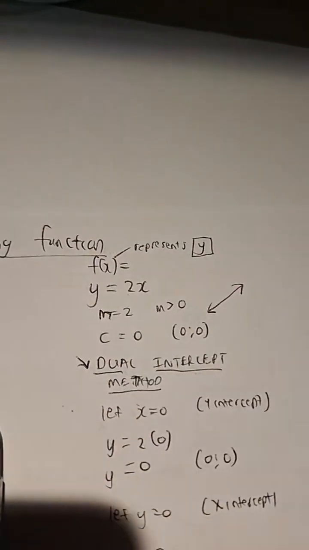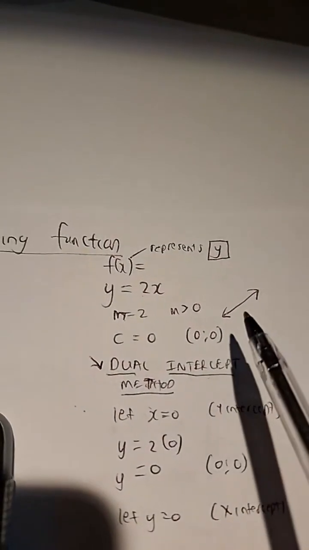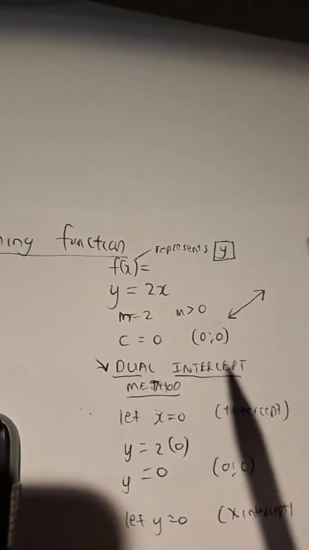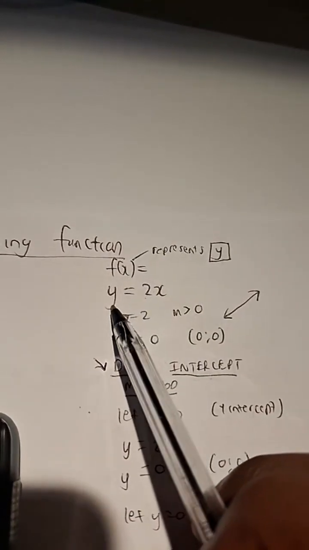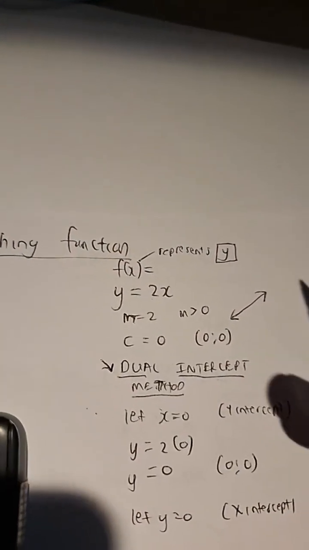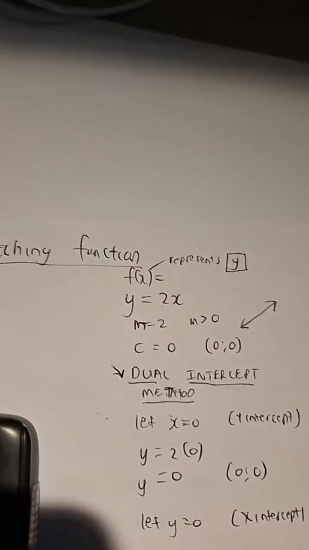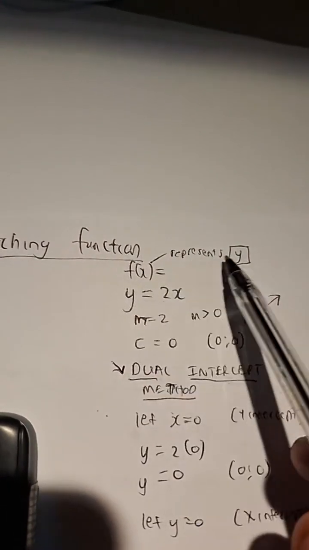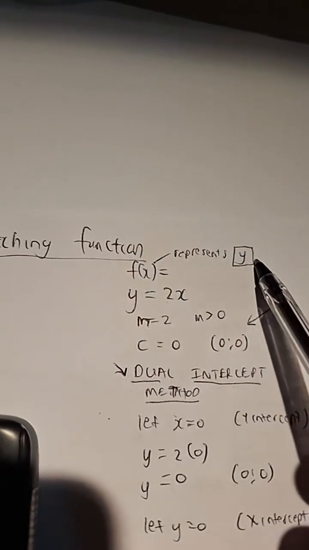F of x stands for y. F of x is y. So sometimes instead of using y, we use f of x. I mean, we could use other letters as well: g of x, p of x, l of x, n of x. Basically, in other words, whatever of x you have, it simply just means y.